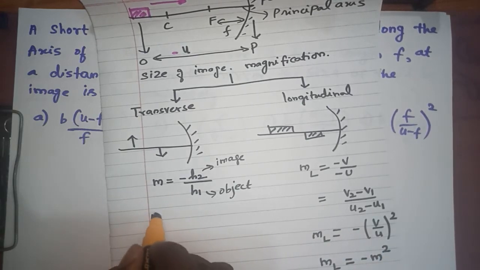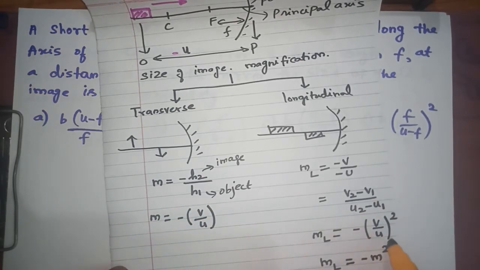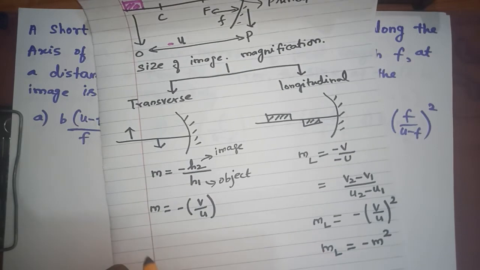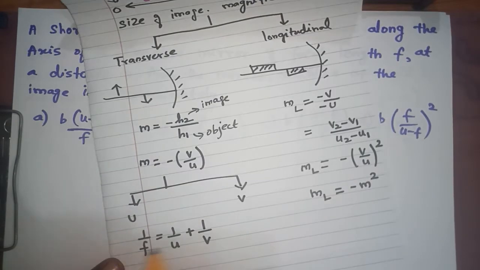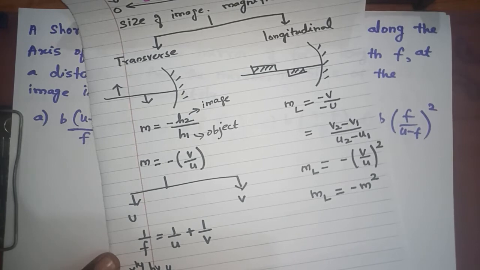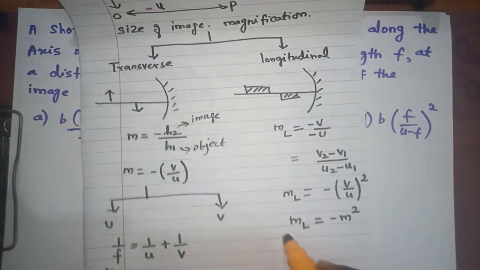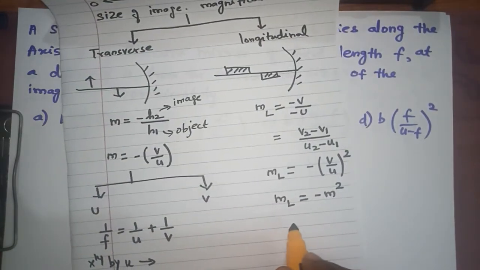Here it is m is equal to minus v by u, whereas here it is v by u to the whole square. You can write this in two different terms, in terms of u and in terms of v. If you know the mirror formula, 1 by f equal to 1 by u plus 1 by v, and here it is the multiplication by u and multiplying by v. You will get two different formulas for u and v.